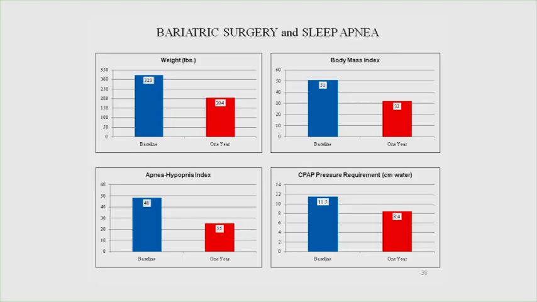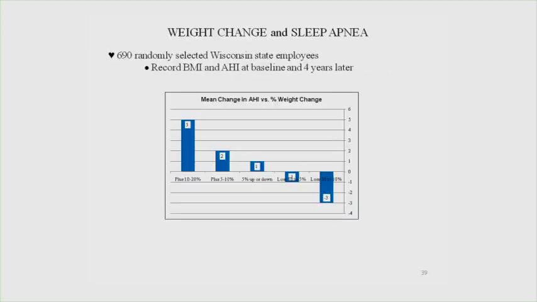Here's a study of individuals presenting for bariatric surgery. They lost a considerable amount of weight, 120 pounds. Their BMIs fell from 51 to 32. Their sleep apnea parameters improved. Those that still needed CPAP needed lower pressures applied. So weight loss will help with sleep apnea.